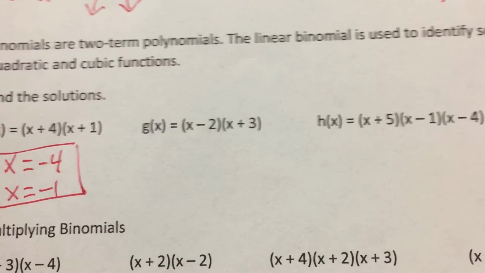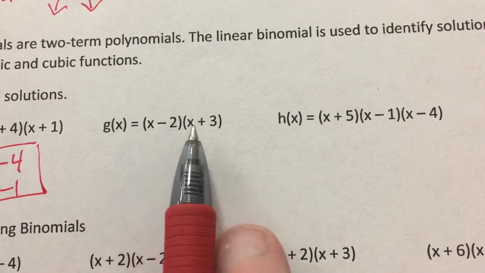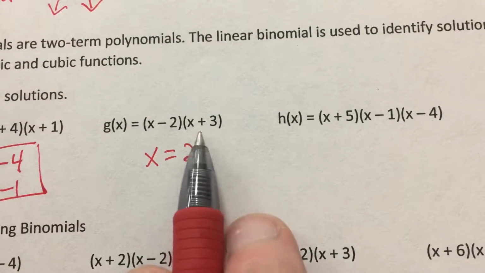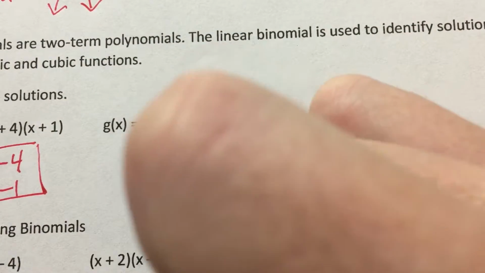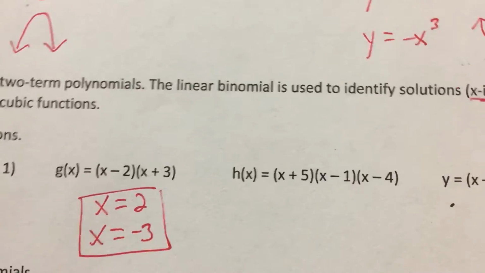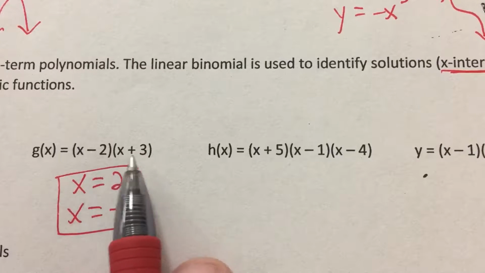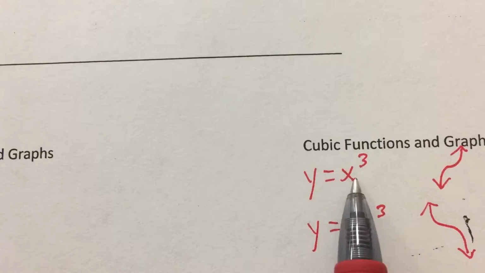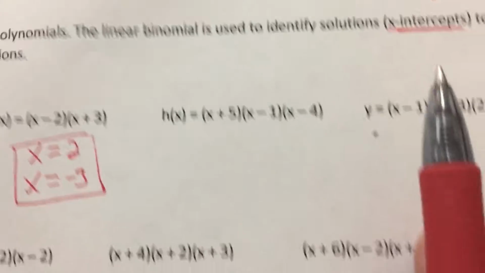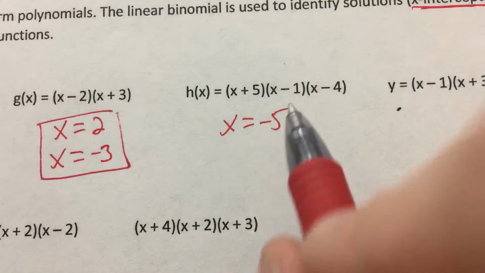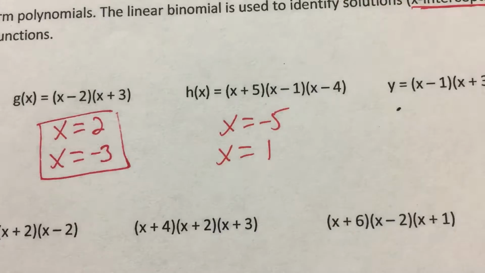This next one is also a quadratic because it has two binomials. The opposite of x minus 2 would be x equals positive 2. Opposite of this one, x equals negative 3. The next two here are not quadratic anymore because there's no longer just 2 binomials. There are 3 binomials. So this is now cubic, power of 3. The opposite of x plus 5, we would find x equals negative 5. X equals positive 1, and x equals positive 4.